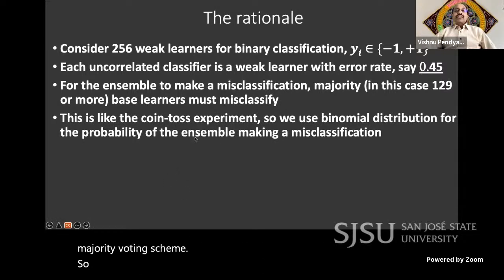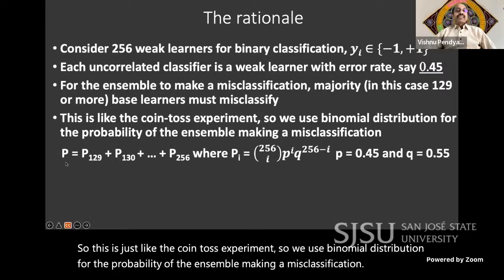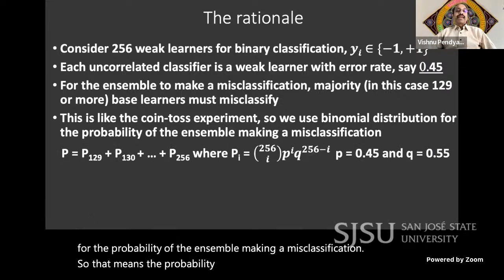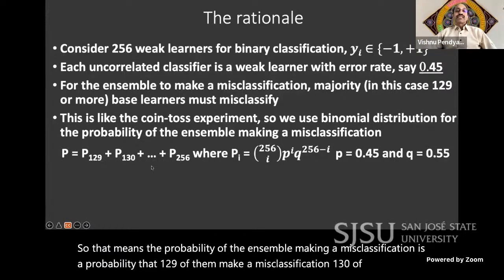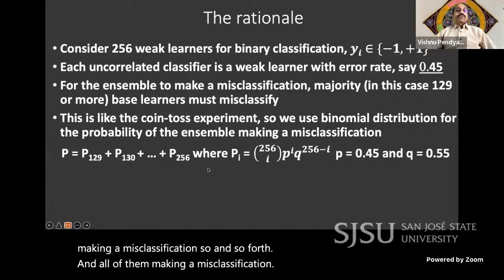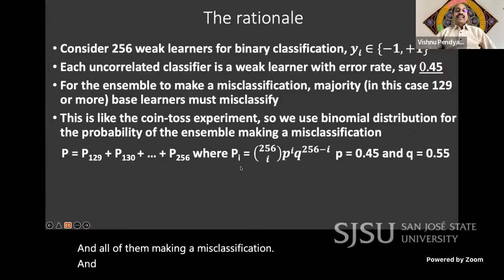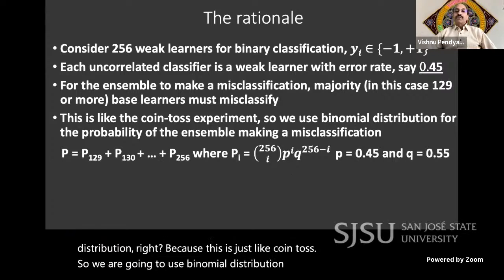So this is just like the coin toss experiment. We use the binomial distribution for the probability of the ensemble making a misclassification. That means the probability of the ensemble making a misclassification is the probability that 129 of them make a misclassification, 130 of them make a misclassification, and so on, up to all of them making a misclassification, right? And each of those probabilities can be computed using the binomial distribution, because this is just like a coin toss. So we are going to use the binomial distribution to compute the probabilities.